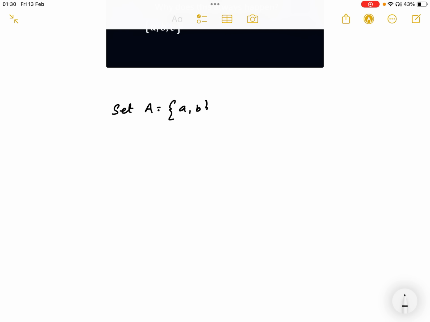So, what are the subsets? One is an empty set, another is A, another is B, another is AB. So, there are four subsets.